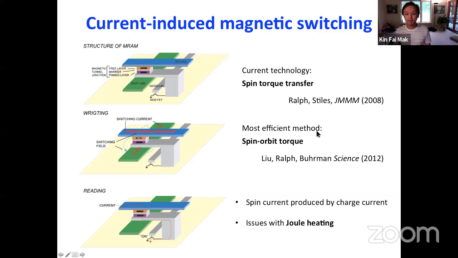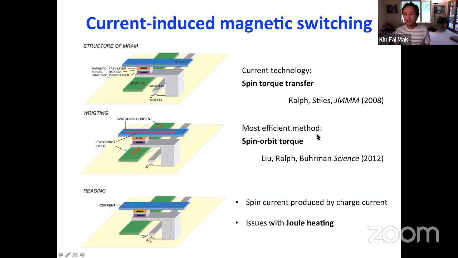Okay, but in both of these techniques, although it's already very efficient, the spin current is actually produced by a charge current. The concept of this kind of device is that you pass a charge current that will produce a spin current. If the spin current is large enough, then you will be able to switch the magnetism or the magnetic state of one of the magnetic layers.